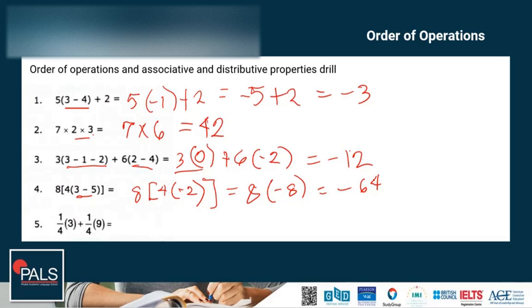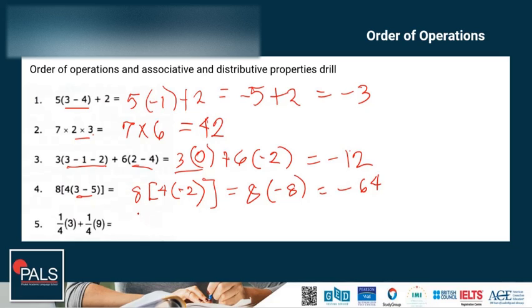Okay, number 5. 1/4 times 3 plus 1/4 times 9. There's no exact quarter of 3 and there's no exact quarter of 9. So it is quite complicated if you will be working with fractions compared to just a simple whole number. So we can apply the distributive property. And this one is in distributive form, so we can change it back into factored form or factored format.